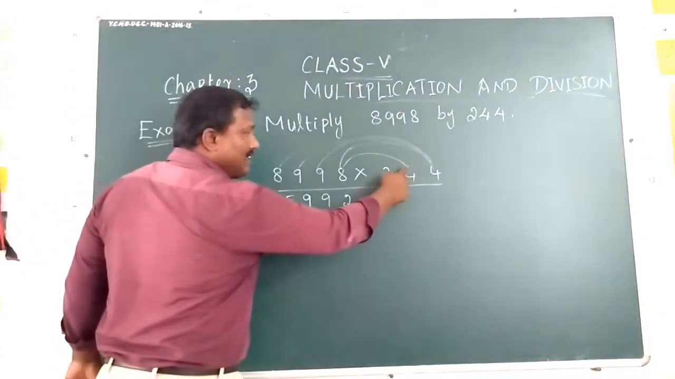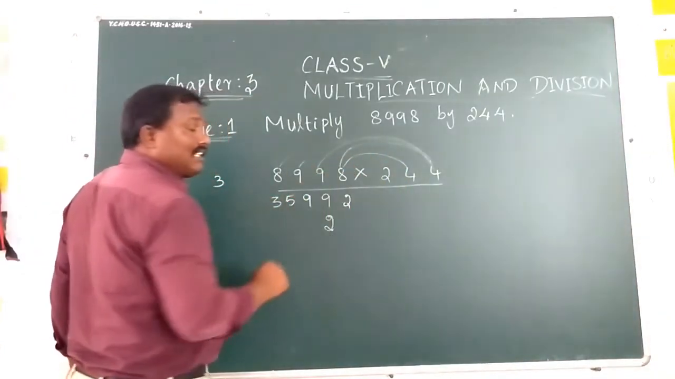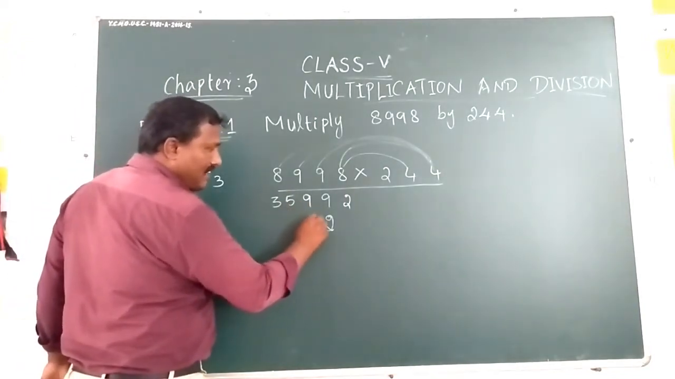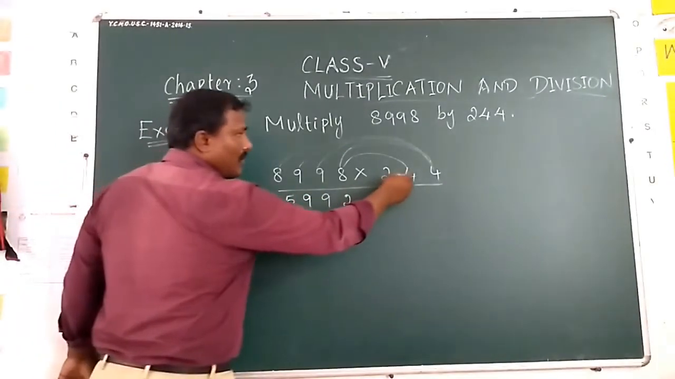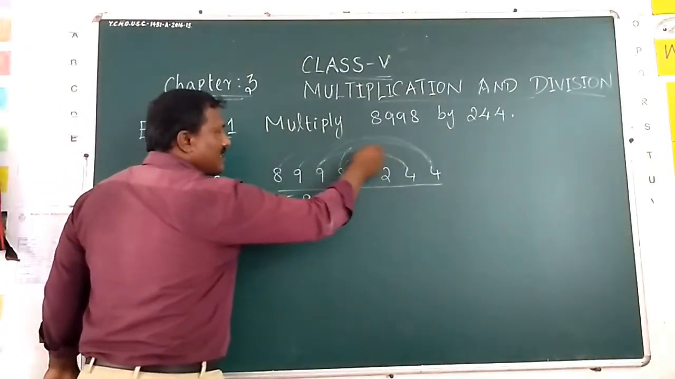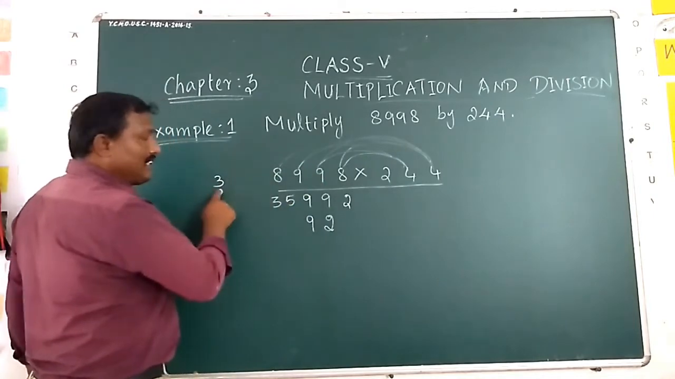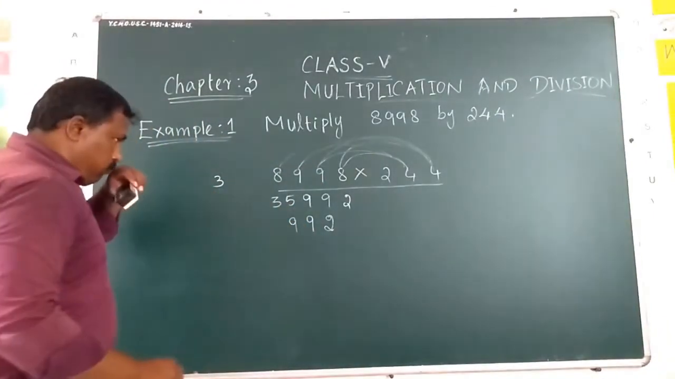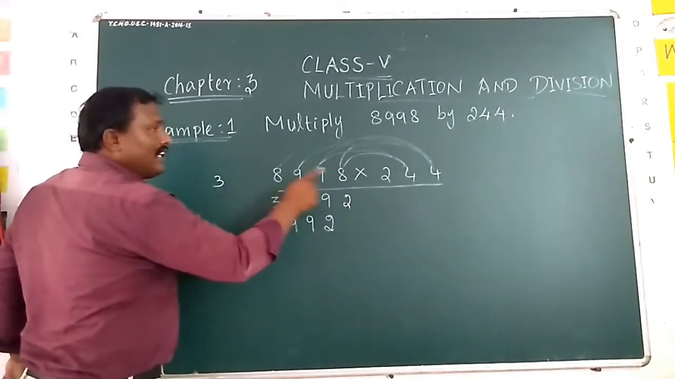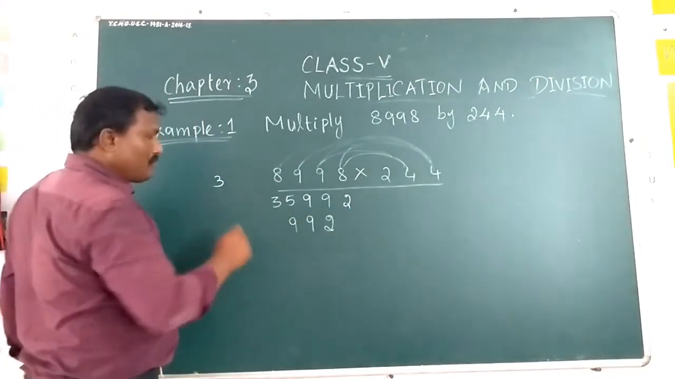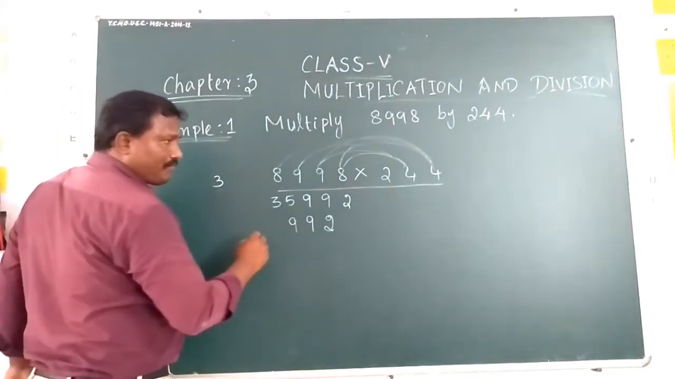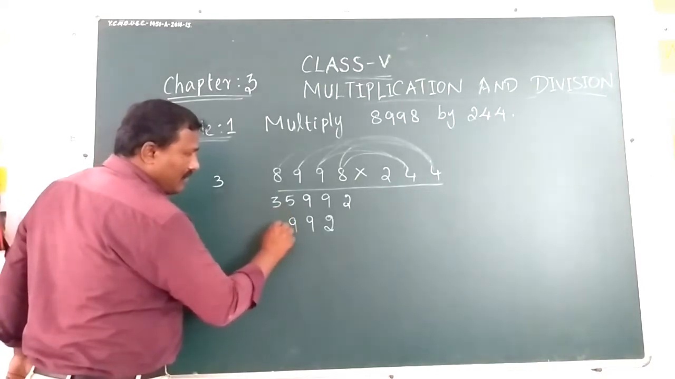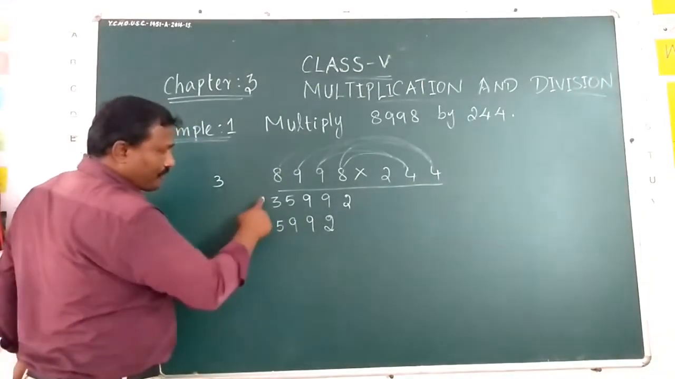Now I am going to multiply 4 into 9. 9 4s are 36 plus 3, 39. So I put 9 in the straight line, remainder 3. Then I multiply this 9: 9 4s are 36 plus 3, 39. So again 9, remainder 3. Now I want to multiply 4 into 8. 8 4s are 32 plus 3, 35. So 5 here, 3 outside.